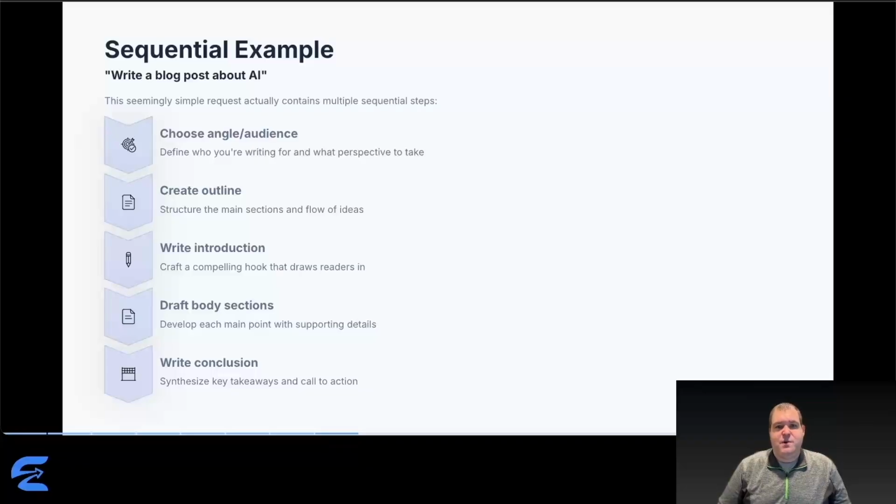Each of these stages requires different thinking. If you try to do them all in one prompt, AI will rush through each stage to get to the next. But if you handle them sequentially, each step can get full attention.